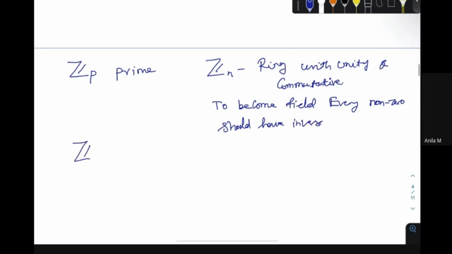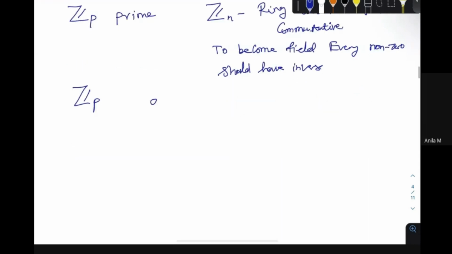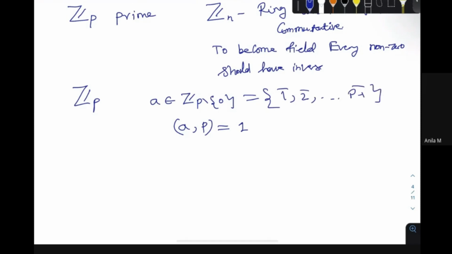But in the case of ZP, any A belongs to ZP, removing 0, this A and this P always have GCD 1, because the elements are just 1 bar, 2 bar, up to P minus 1 bar. Any A you choose, the representation is less than P. So the GCD is always going to be 1, because P is the big one in a way. All these are less than P, so it's always 1. So that shows that all A have an inverse.